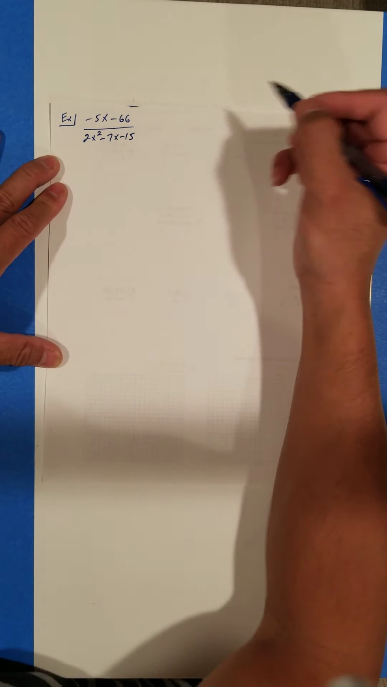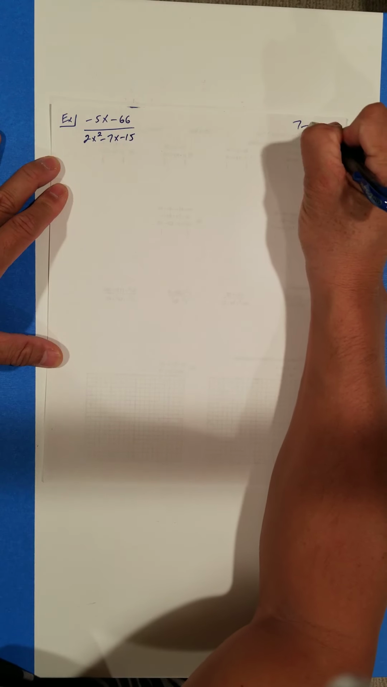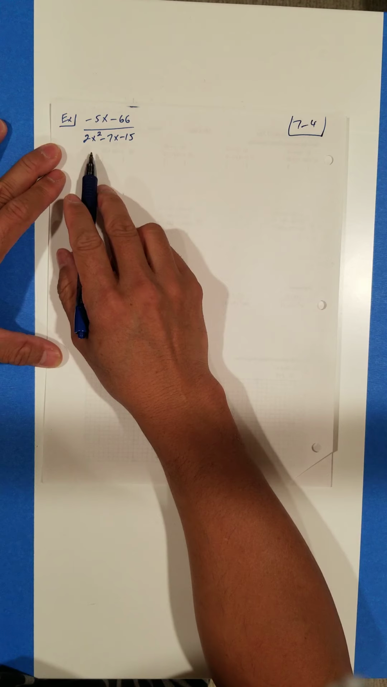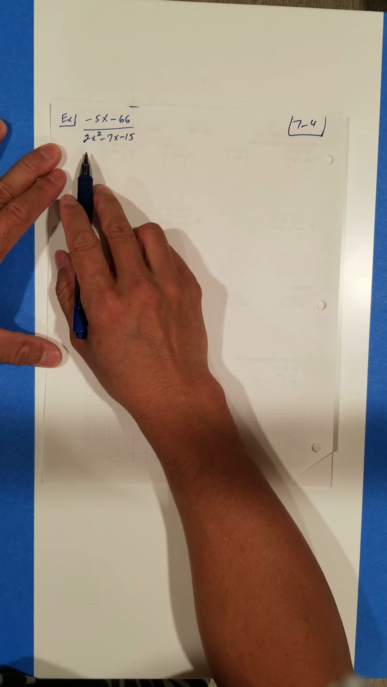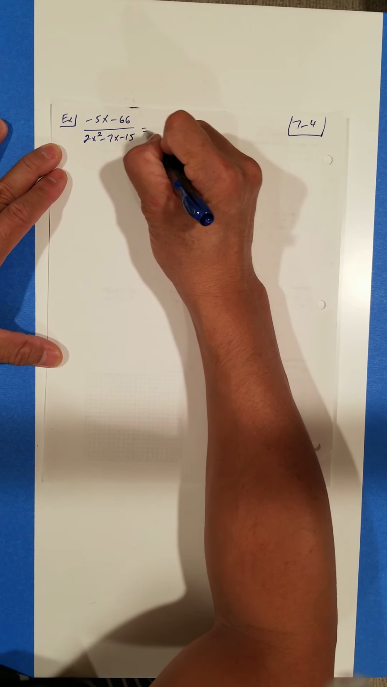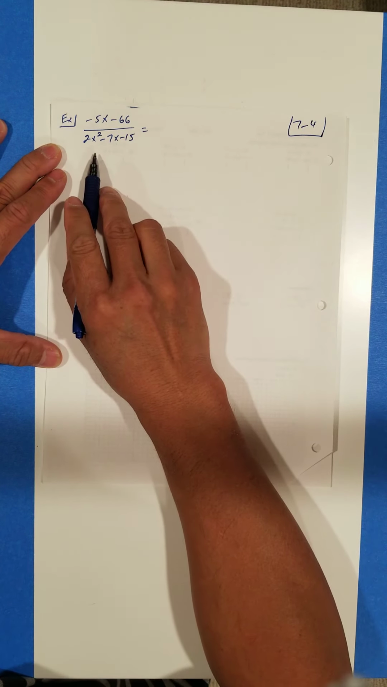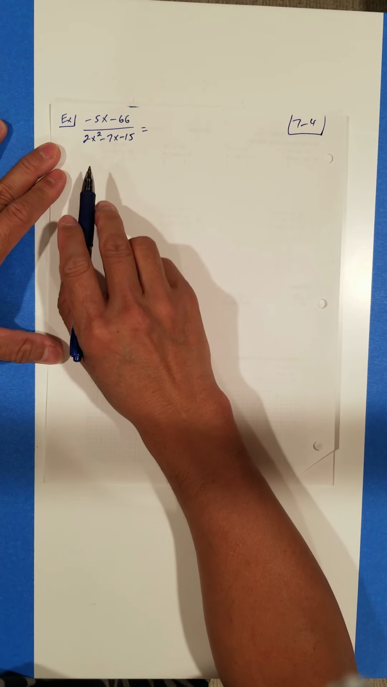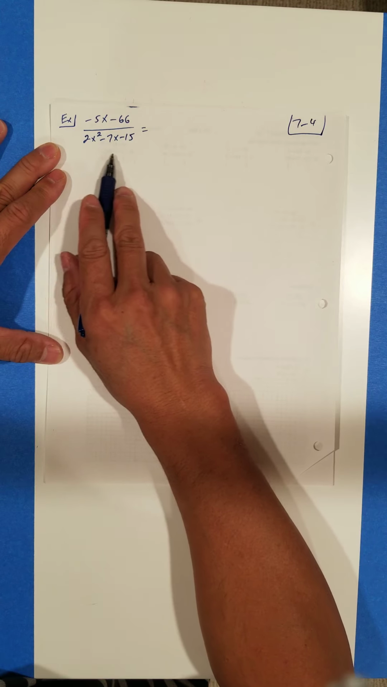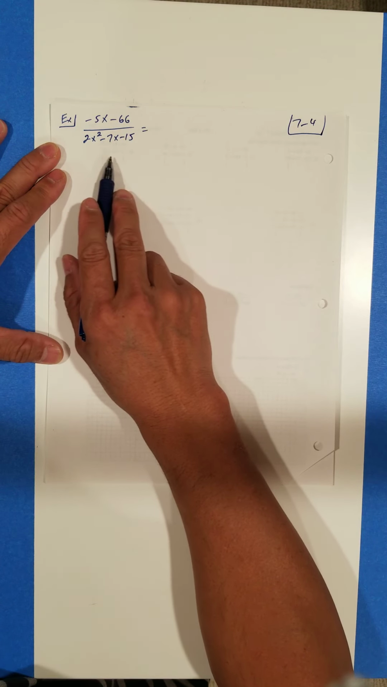So for chapter 7-4, we're going to try to decompose (5x minus 66) over (2x squared minus 7x minus 15). First, we have to make sure this is a proper fraction. In other words, the numerator has a power that's less than the denominator. So that's how we know this is proper.